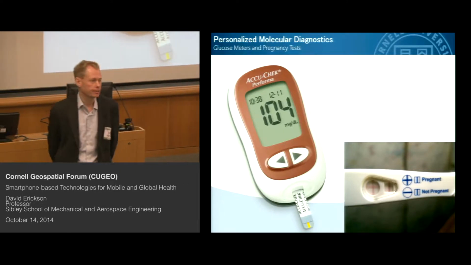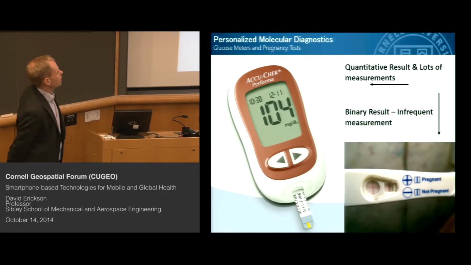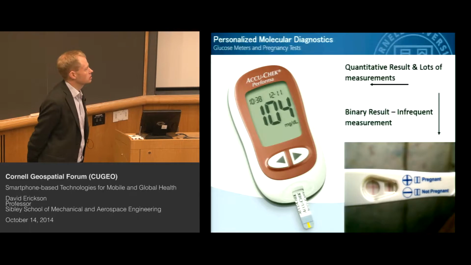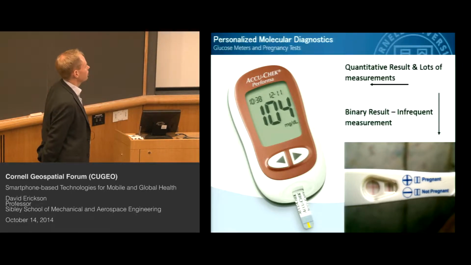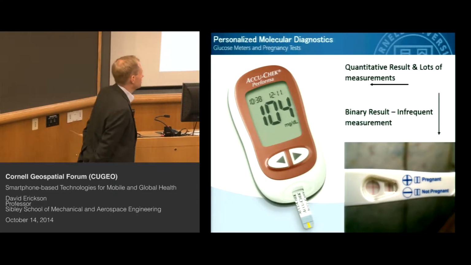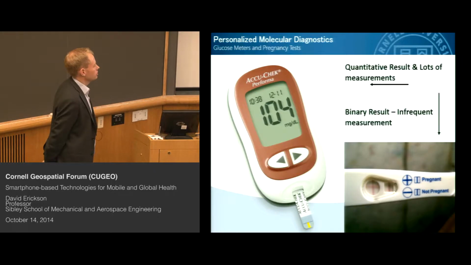I'm either pregnant or not pregnant. And so the two sorts of things that are workable are these quantitative results, but you need a lot of measurements to get that workable, and these binary results where I don't need it that frequently, but typically I can engineer a system that can be cheap enough to make it worthwhile for me to just buy at the store, so long as that measurement is typically binary.